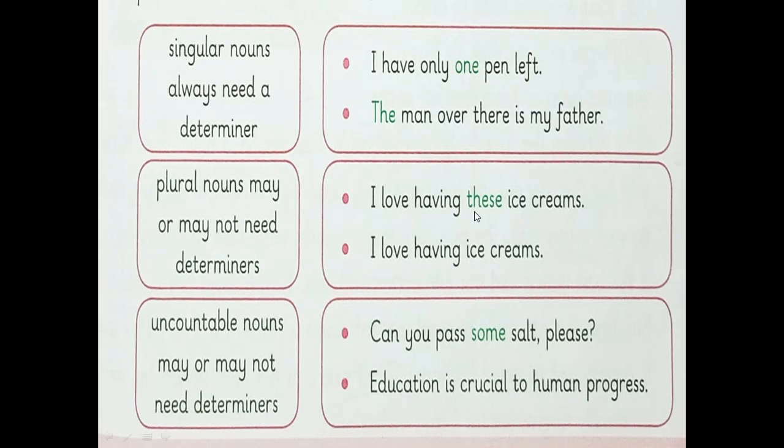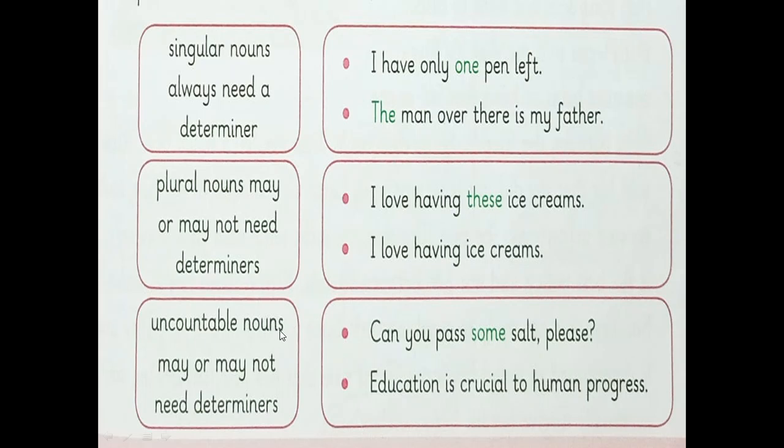Suppose if I say I love having ice creams. So when we are saying I love having ice creams, although ice creams is a noun over here, still we do not have any kind of determiner present in this sentence. Now let's see about the uncountable nouns.